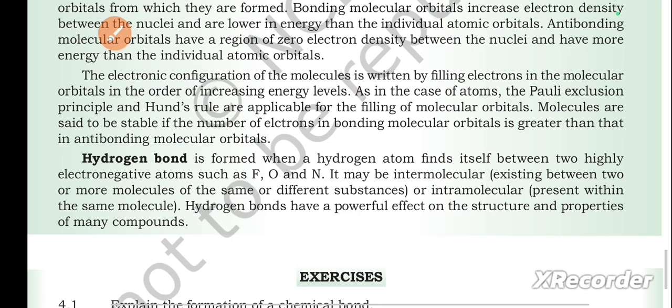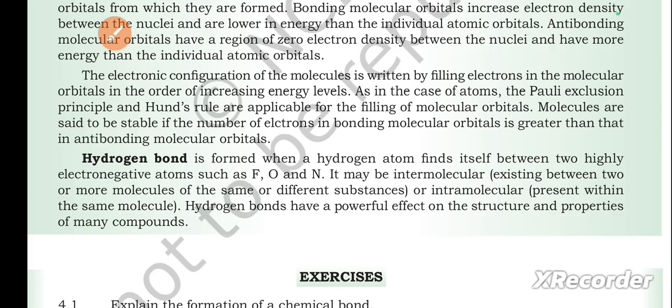The electronic configuration of the molecules is written by filling electrons in the molecular orbitals in the order of increasing energy levels. As in the case of atoms, the Pauli exclusion principle and Hund's rule are applicable for the filling of molecular orbitals. Molecules are said to be stable if the number of electrons in bonding molecular orbitals is greater than that in antibonding molecular orbitals.